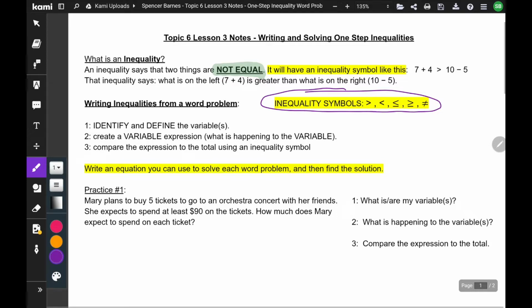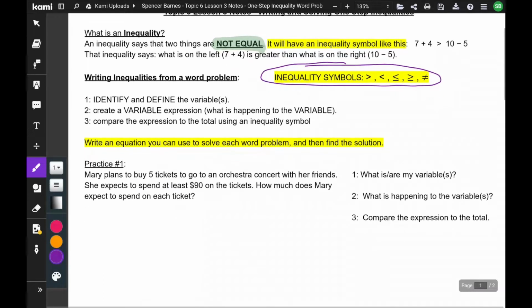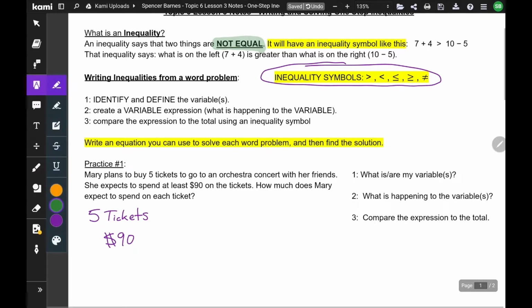So first we have to identify and define the variables. I'm going to look at what things I know from here. Well, I know she is looking for 5 tickets. So she's got 5 tickets at the concert. She expects to spend at least $90. And I see this phrase here, at least. This is one of my key phrases for an inequality. This tells me which symbol I'm using.